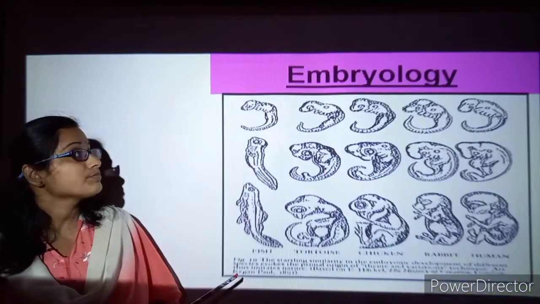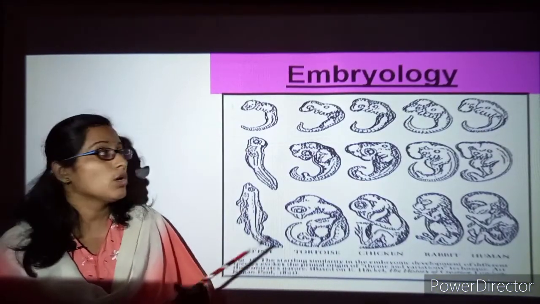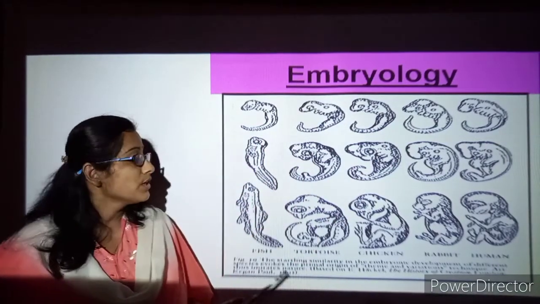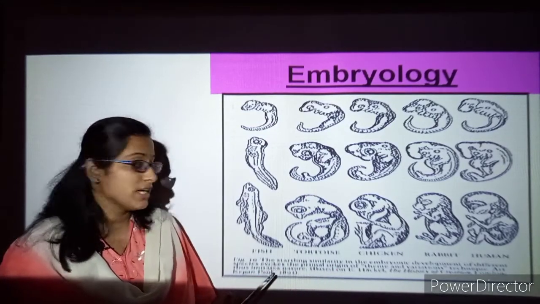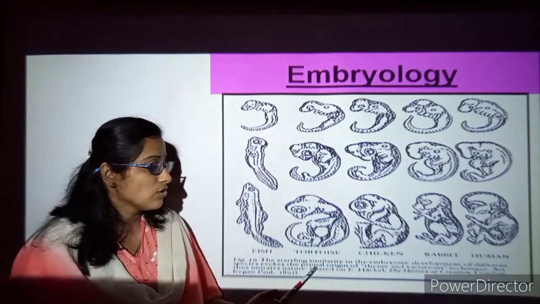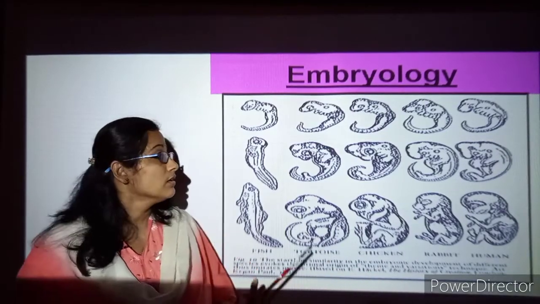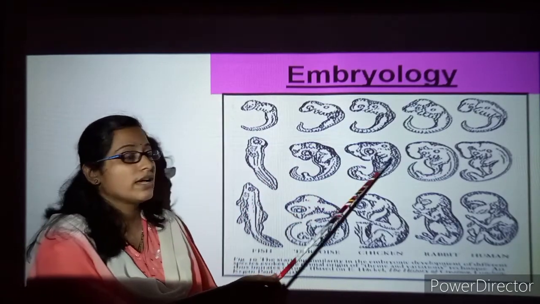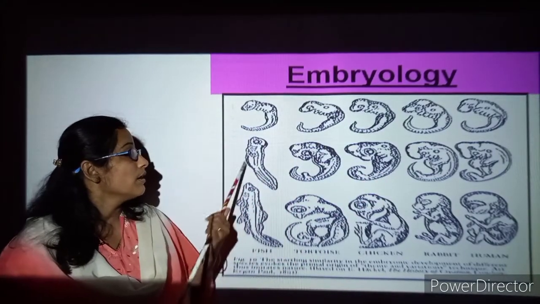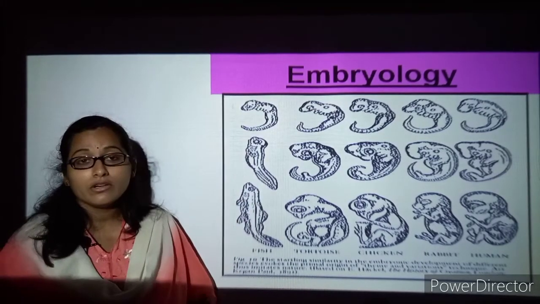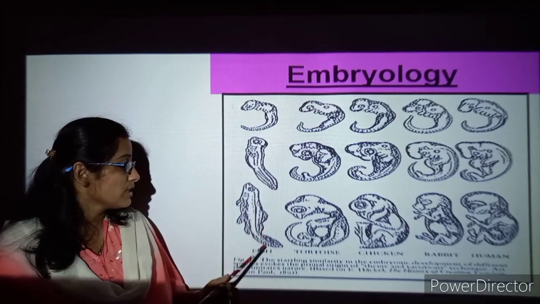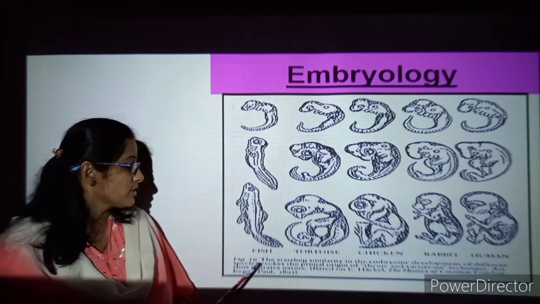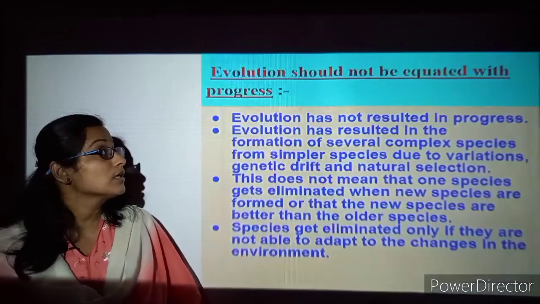So next comes the embryology. At the embryo stages, you can see all are in the tadpole shape, irrespective of the species they are. Either it might be Pisces, tortoise, chicken, rabbit, or human. Further, you can see the tadpole shape. Then you can see slight changes in the cycle of the living beings, and finally there is a change in the developmental stages with respect to the species. So next.